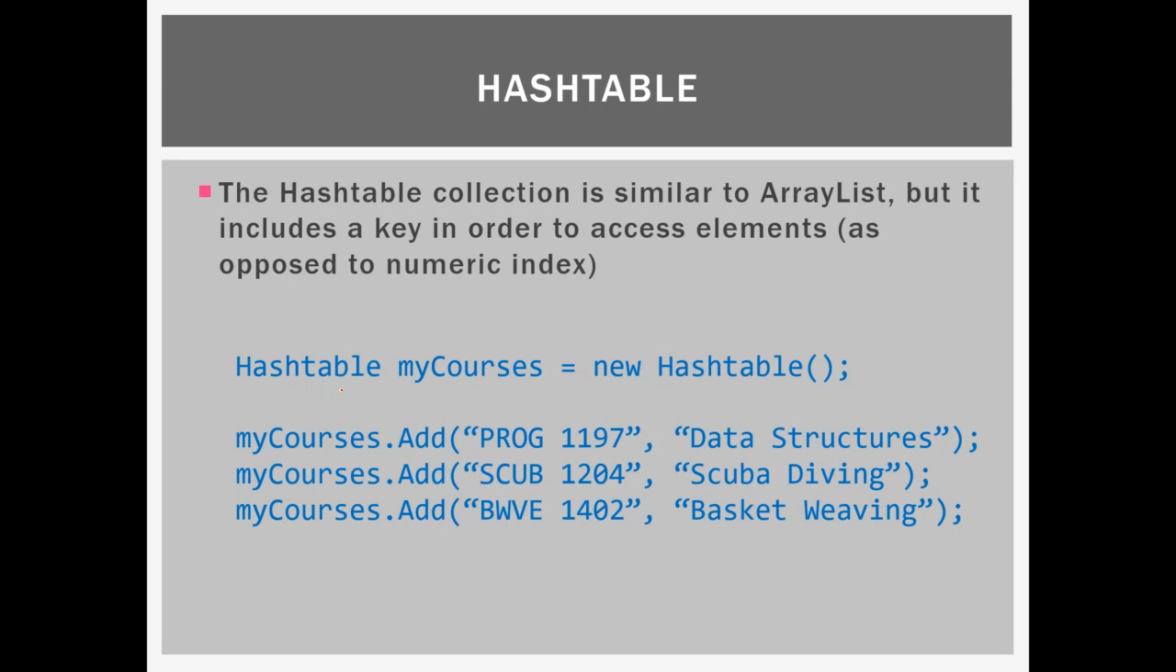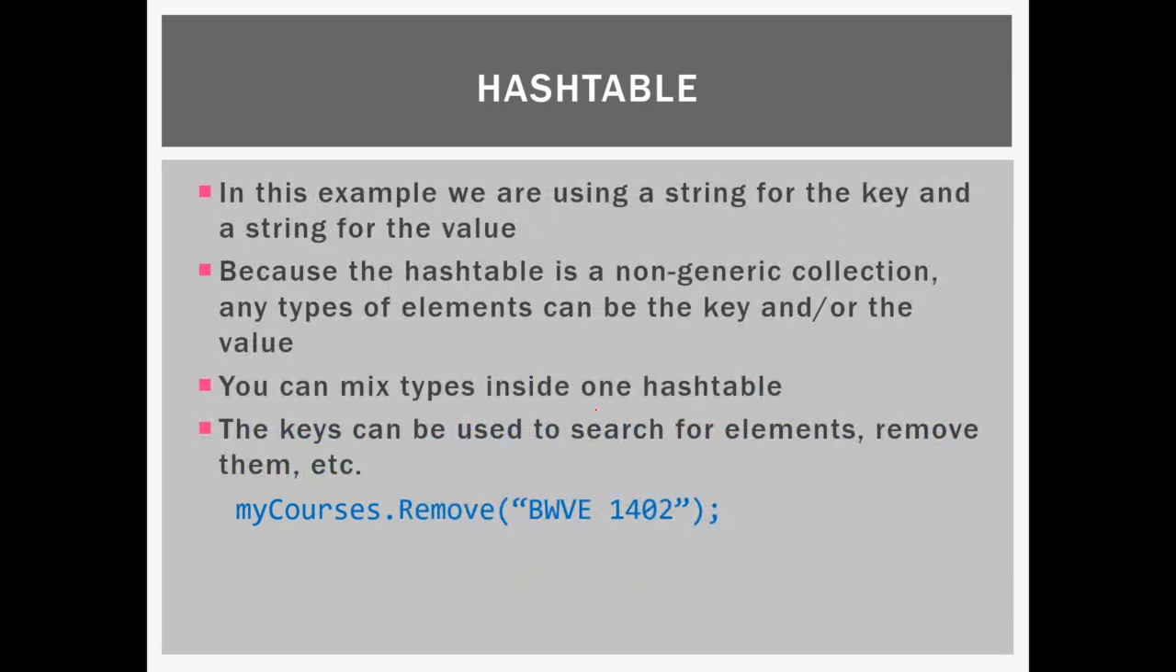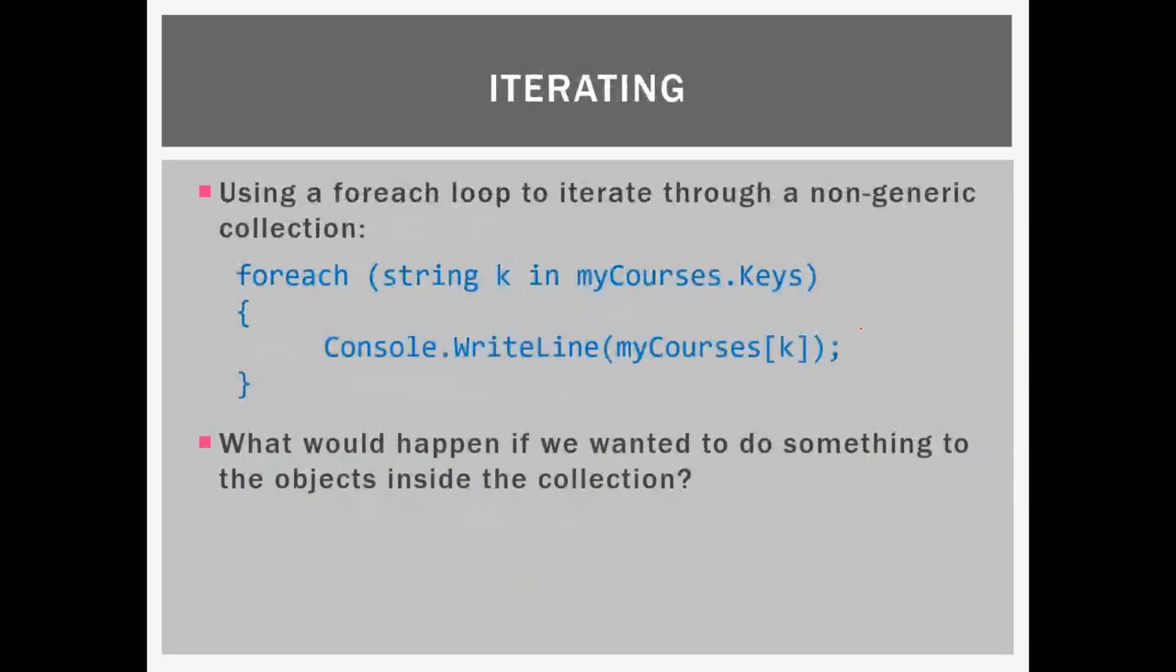The difference of hash table is that it's not type safe. So all of these examples have string keys, but you can add one that has an integer key, or add one that has a different type of key, and they can all be together in the same table. So you can mix and match the types.